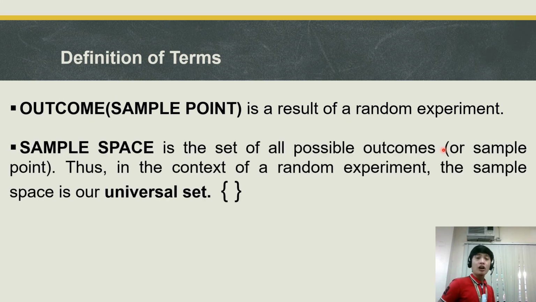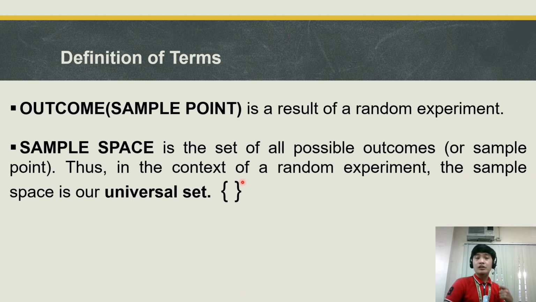Next, we also have the sample space. So, sample space is the set of all possible outcomes or sample point. Thus, in the context of random experiment, the sample space is our universal set. Okay? So, sample space, parang hindi tayo malito, the sample space, siya ay set ng mga possible outcomes. The mere fact that we mentioned about the set, gagamit po tayo dito ng braces na ginagamit natin sa lesson ng sets sa grade 7.